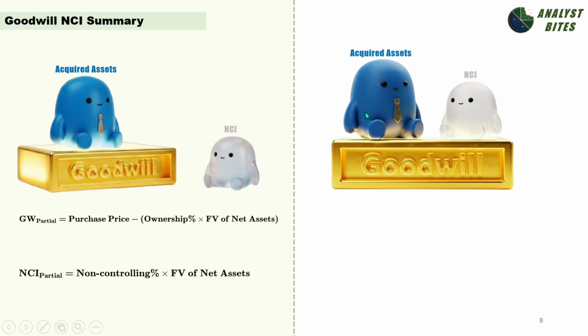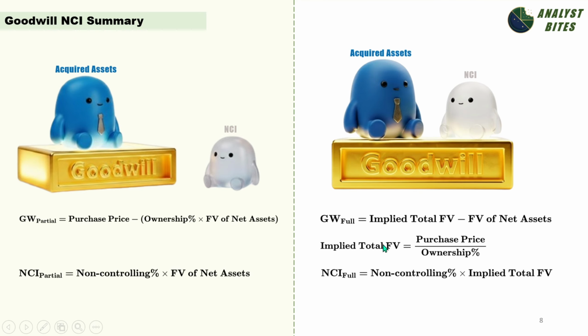Now look at the right. Under full goodwill, the logic changes. Both monsters now stand on the foundation, sharing the value. The formula reflects this. We first find the implied total fair value by dividing our price by our ownership. We then subtract the subsidiary's net assets to get the full goodwill. Because of this, the NCI value also rises as it's now a percentage of the higher implied total fair value. That covers everything for goodwill.